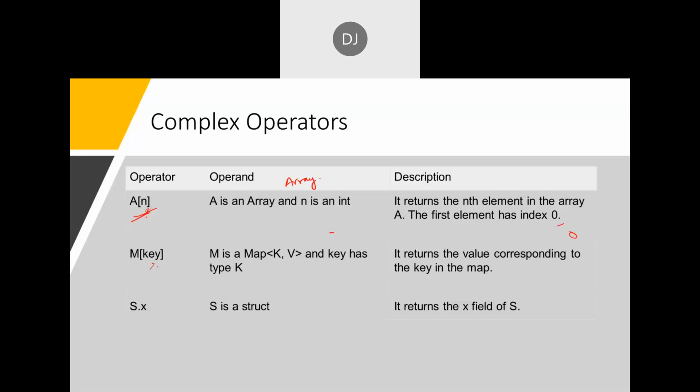And for a map, if you give a key, it gives the value also. A map is like key-value pairs. It returns the value corresponding to the key in the map. And for a struct, using s dot the field name, any value like an integer I have stored, like door number and all that. Using the structure name dot the field name, it returns the x field of s.